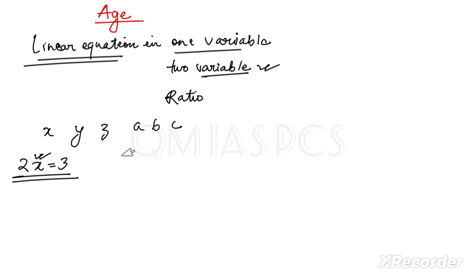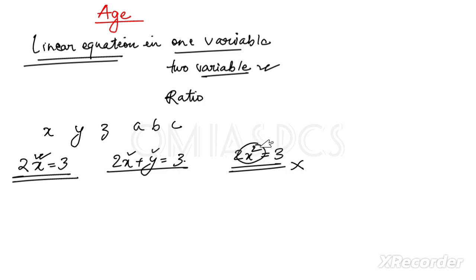When we write 2x plus y is equal to 3, two variables are included, and that is called a linear equation in two variables. But whenever we write 2x square is equal to 3, this is not a linear equation. Why? Because the variable has a power. Power of 2, 3, whatever it is, that is not a linear equation. Linear equation means there should not be any power; the power should be 1 only.